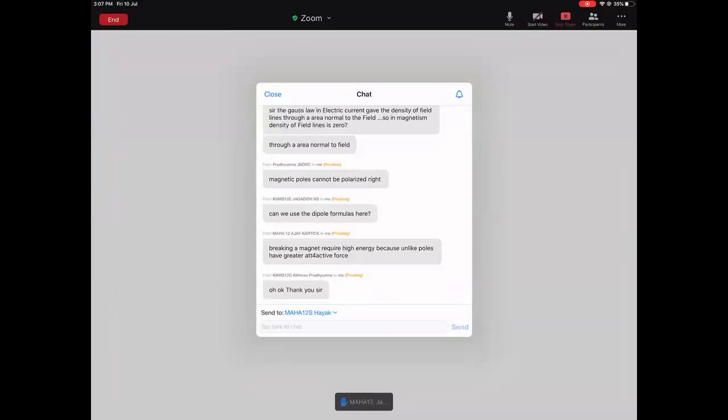Breaking a magnet requires high energy because unlike poles have greater attractive forces. Yeah, it doesn't require that. All that you need to do is get a hacksaw and start sawing it. That's it. Yes, you can use dipole formulas here.